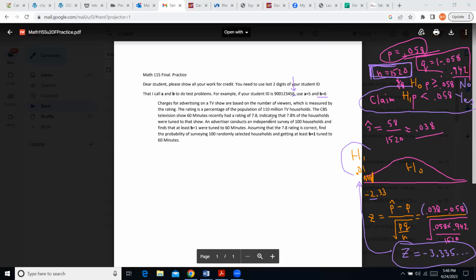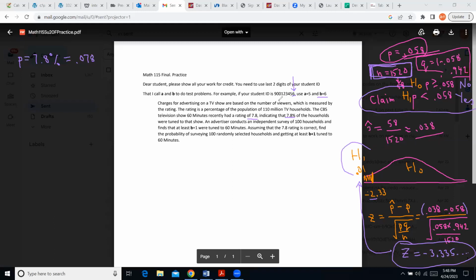actually watching a particular TV show, and they say the rating is 7.8, which corresponds to 7.8%. Well, that's clearly letter P, percent, right? We never write it as a percent, we always write it as a decimal, right? So if you divide by 100, you're going to end up with 0.78. So they gave you P.